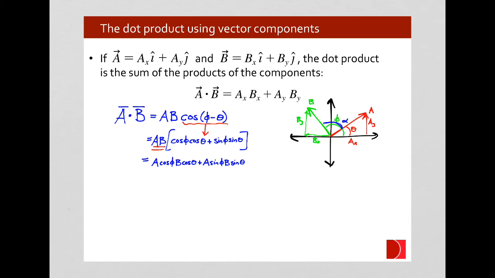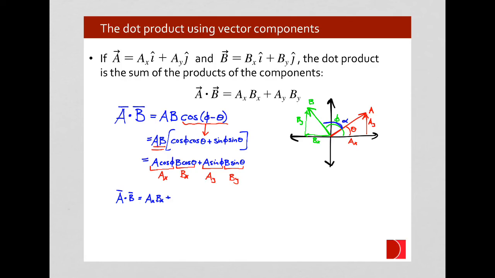And what we have here, A cosine phi is the x component of A. B cosine theta is the x component of B. A sine phi is the y component of A. B sine theta is the y component of B. And thus we see that the dot product must be the sum of the products of the vector components.